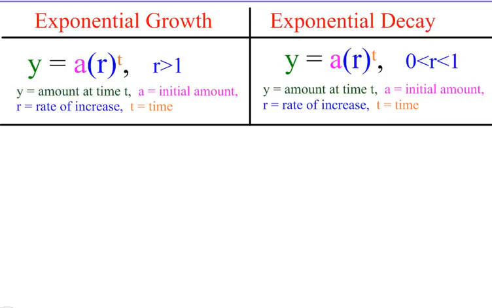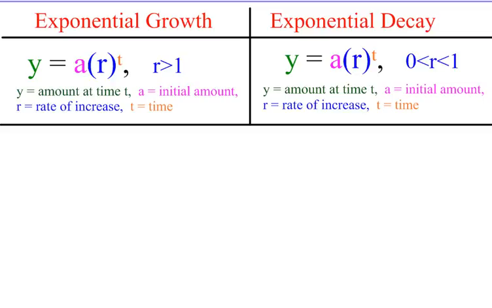For what we're doing today, you'll see at the top of your notes, we have the formula for exponential growth and decay. Looks the exact same. The only difference is that in growth, r is greater than 1, and in decay, r is between 0 and 1. Again, remember it can't equal 1 because that'd be a horizontal line. What our variables stand for: y is the amount at time t, a is the initial amount, r is the rate of increase, and t is time.